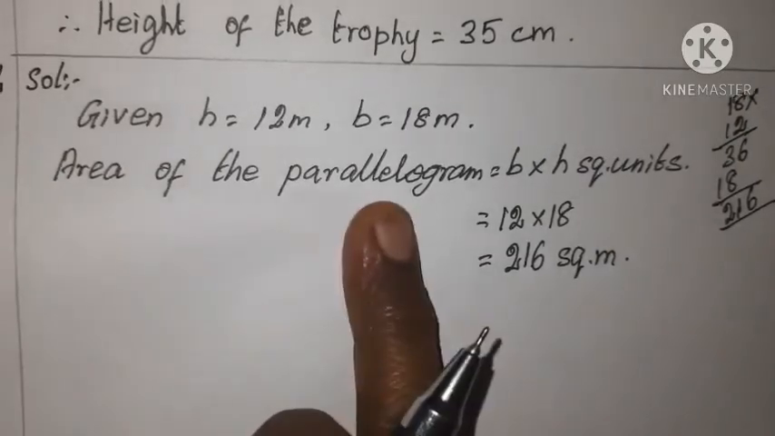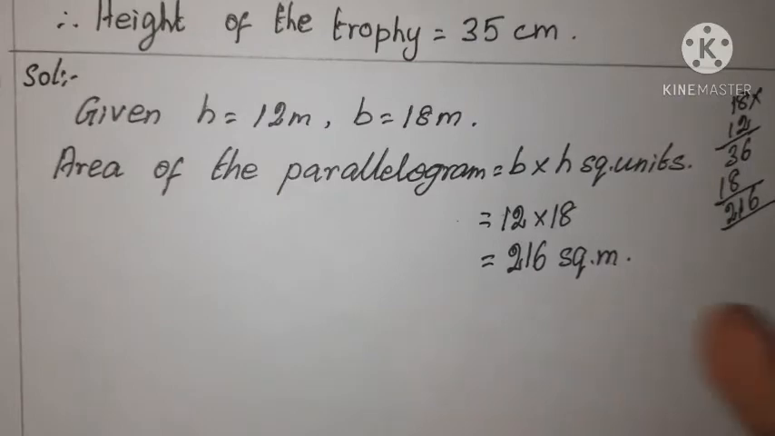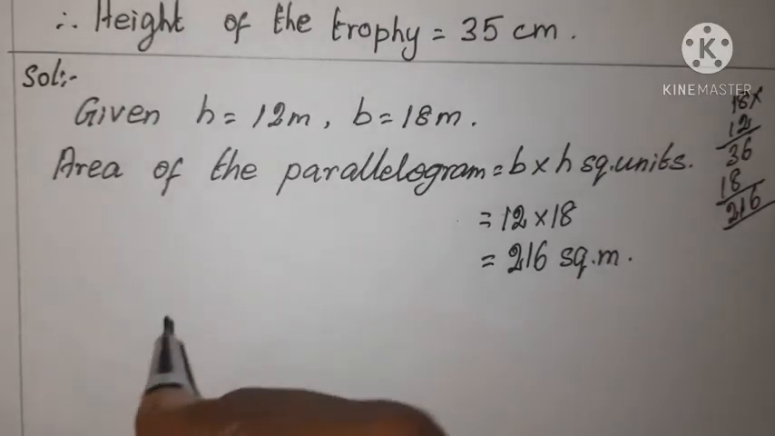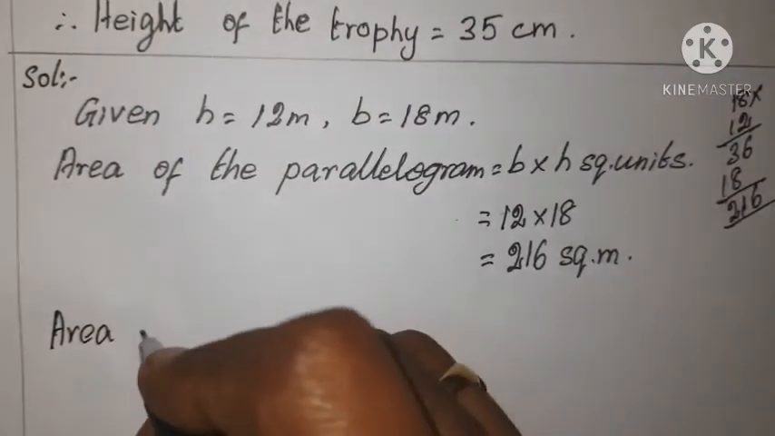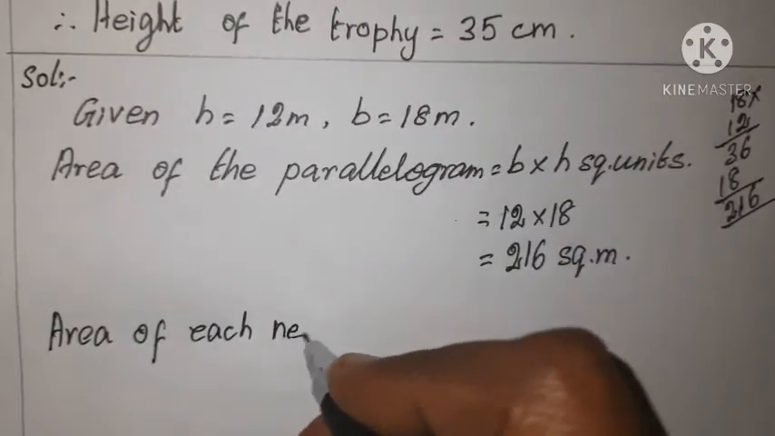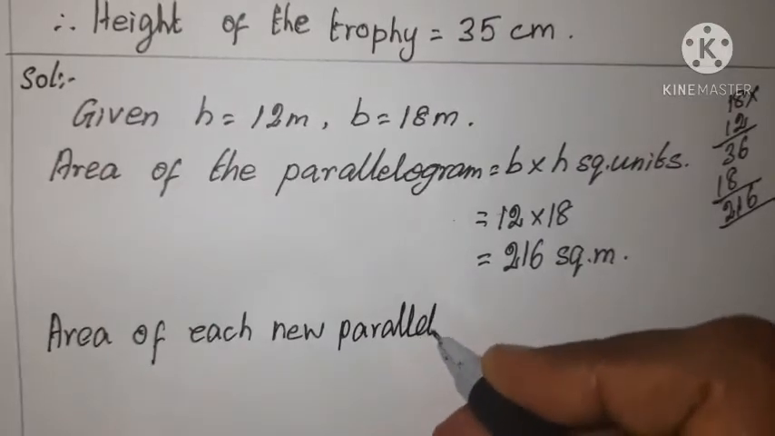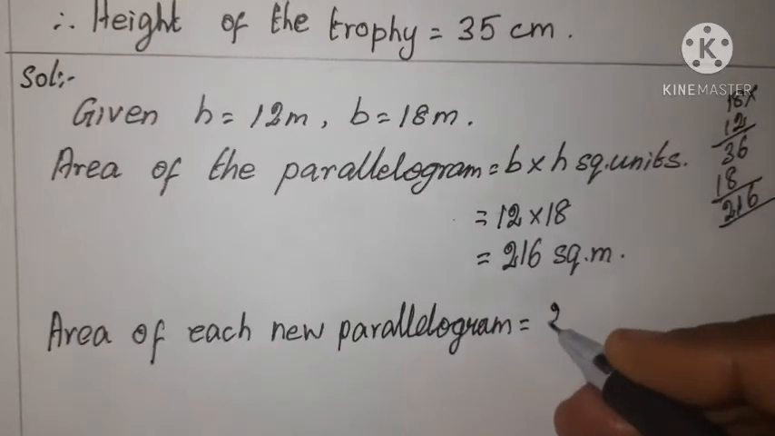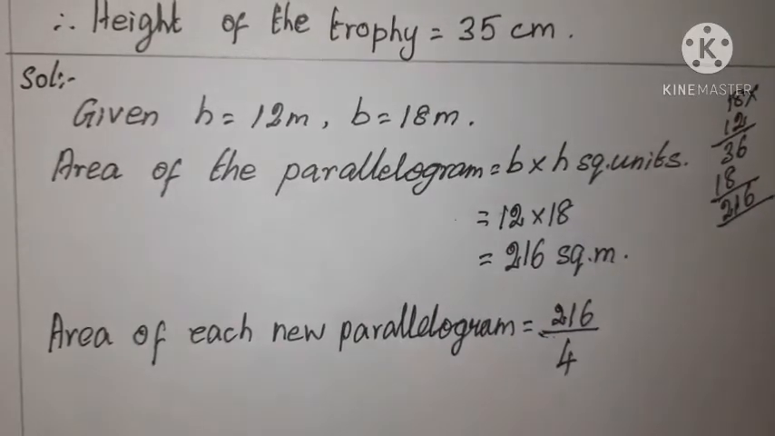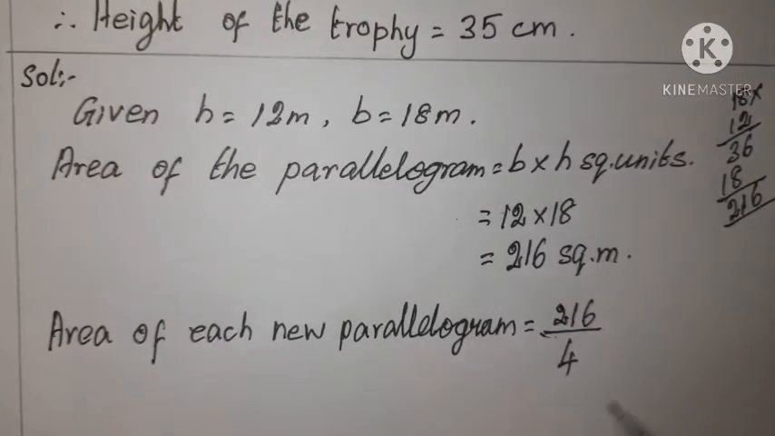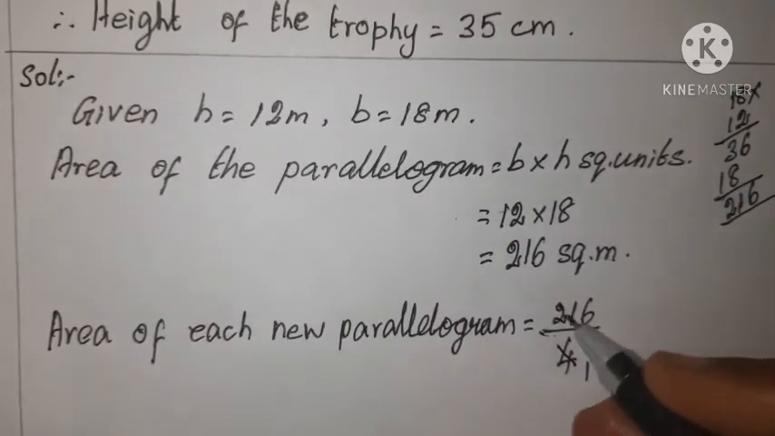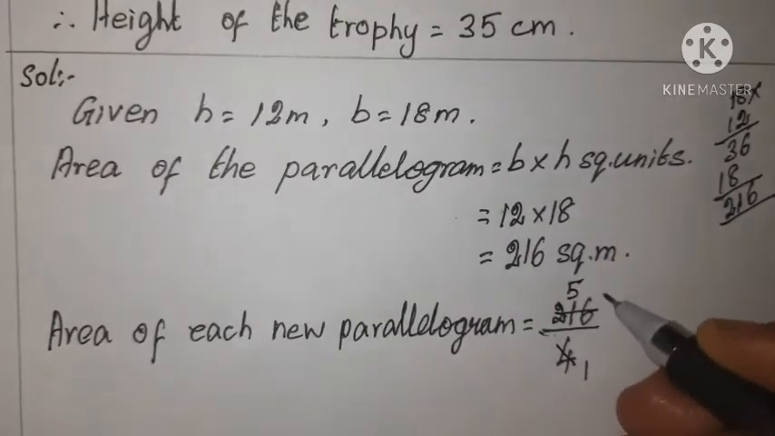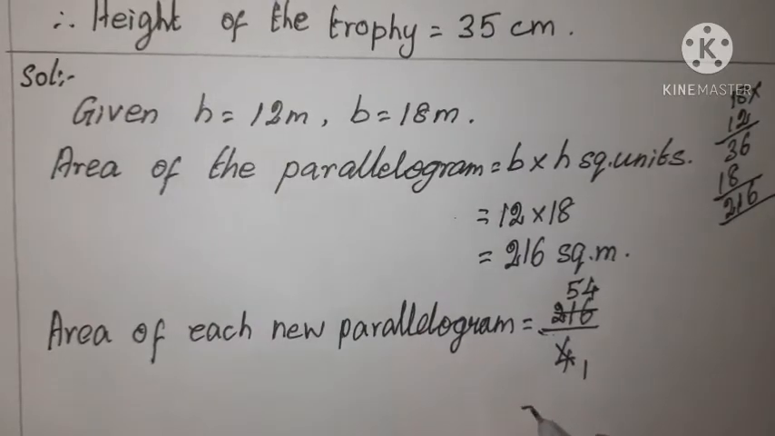Next, 4 equal parallelogram cut. The one given parallelogram area cut into 4 equal parallelograms. So divided by 4. Find the area of each new parallelogram. So area of each new parallelogram equal to 216 divided by 4. 1 4 are 4, 5 4 are 20, 1 balance 16, 4 4 are 16. So 54 square meter.